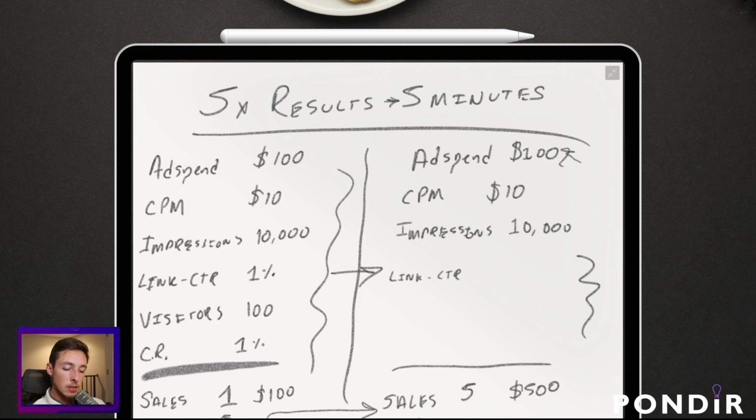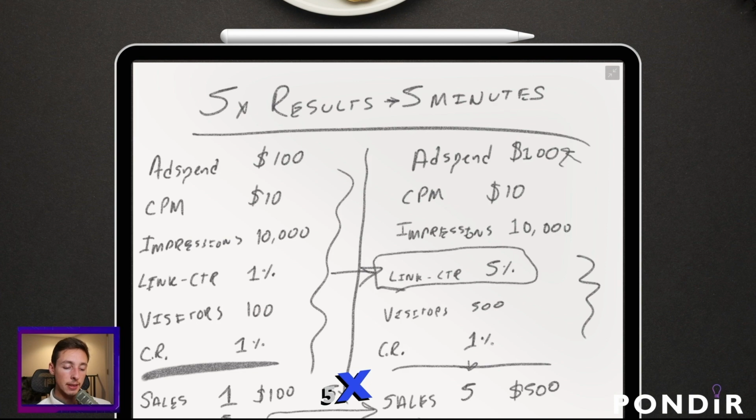So let's say we improve our link click-through rate to 5%. This is going to result in 500 users. If we don't do any work on our website and we still just maintain that lower 1% conversion rate, it is going to result in $500 in revenue and a 5x improvement. Literally by one metric. By improving our 1% click-through rate to the 5%, we 5x'd our revenue.